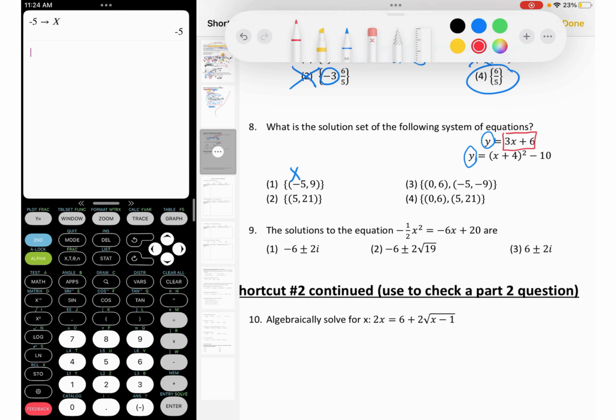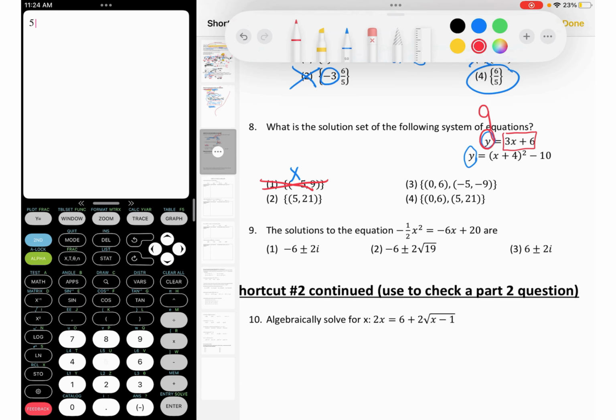So I'm going to type in 3x plus 6. When I type in 3x plus 6, I got a -9. That's supposed to be equal to this side, which would have a 9 plugged into it. Since I got a -9, that means that choice 1 is not my answer. So now I need to try choice 2.